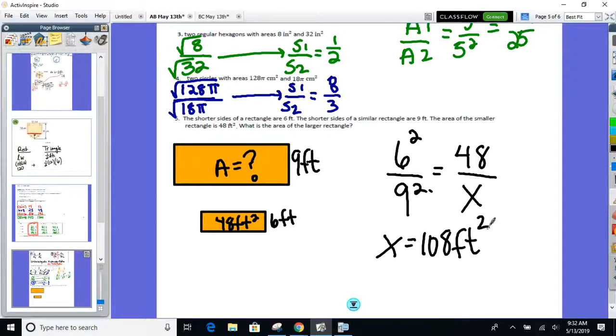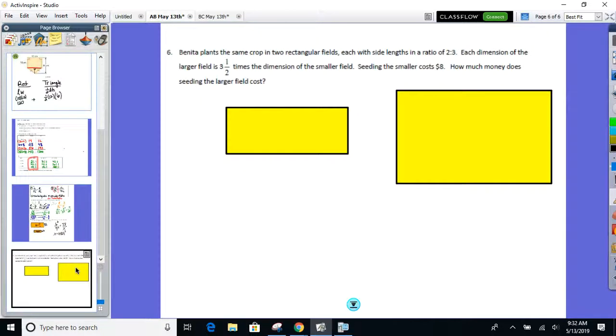Everyone all good before we get to Bonita to finish this off today? All right, Bonita has some crops. Any idea what she plants? What is it? Beans? Avocados? Sunflowers? Is that a crop? Okay.